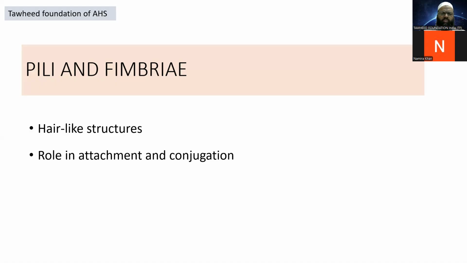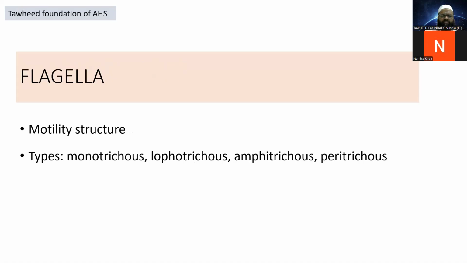Functions of fimbriae: primarily involved in attachment to surfaces, host cells, and other bacteria. It helps in colonization and formation of biofilms, important for bacterial pathogenicity. Pili play a crucial role in bacterial conjugation, which is a process of DNA transfer between bacterial cells, and also assist in adhesion and sometimes motility.